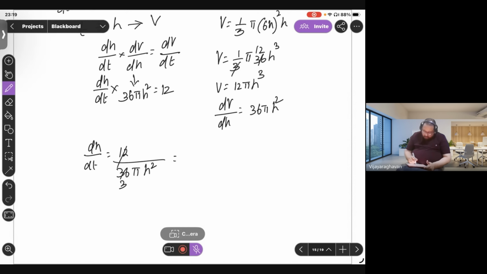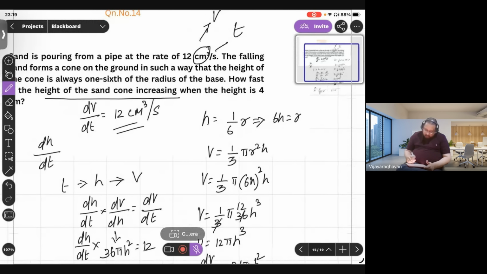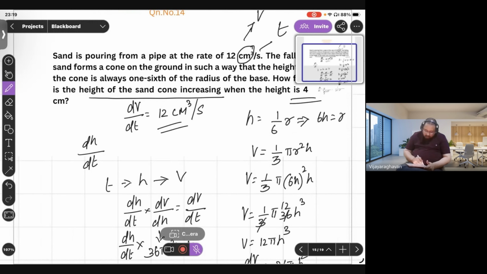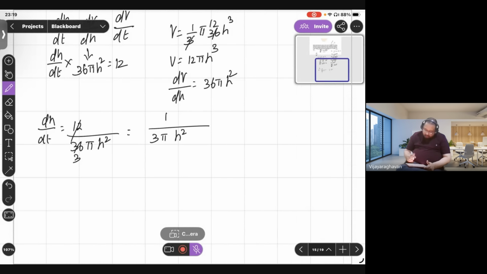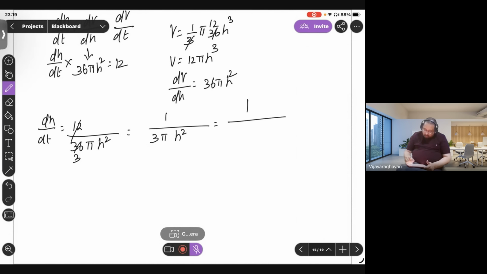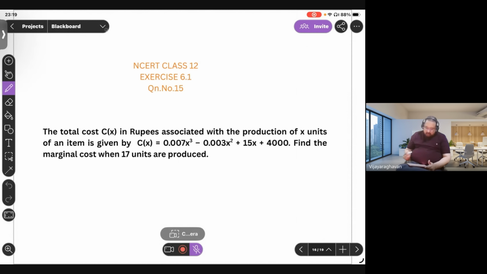3 times, equals 1 over 3 pi h square. And we want to find when height is 4 centimeter. Fine. When h is 4 centimeter, we can put 1 over 3 pi 4 square, which is 1 over 48 pi centimeter per second. That's all. Nothing, you got the concept, is nothing.